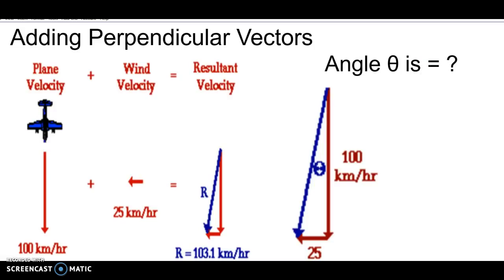Okay, so obviously they're not always going to go in the same direction. They're not always going to go in opposite directions. It's possible for them to go in different directions. So here we're going to add some perpendicular vectors. We have a plane velocity of 100 kilometers per hour. We have a wind velocity of 25 kilometers per hour. So we would want to know how to figure out the resultant velocity.